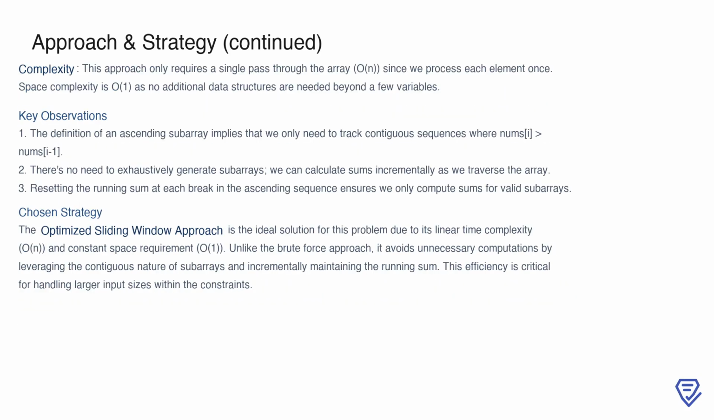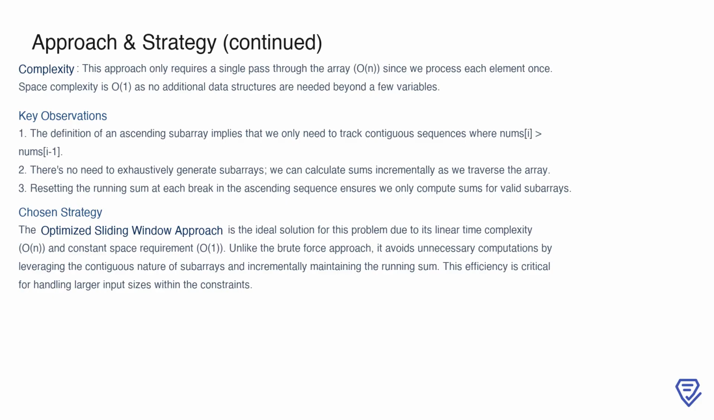The sliding window approach is highly efficient in terms of complexity. Since we only make a single pass through the array, the time complexity is O(n). Additionally, because we don't use any extra data structures and only maintain a few variables, the space complexity is O(1).